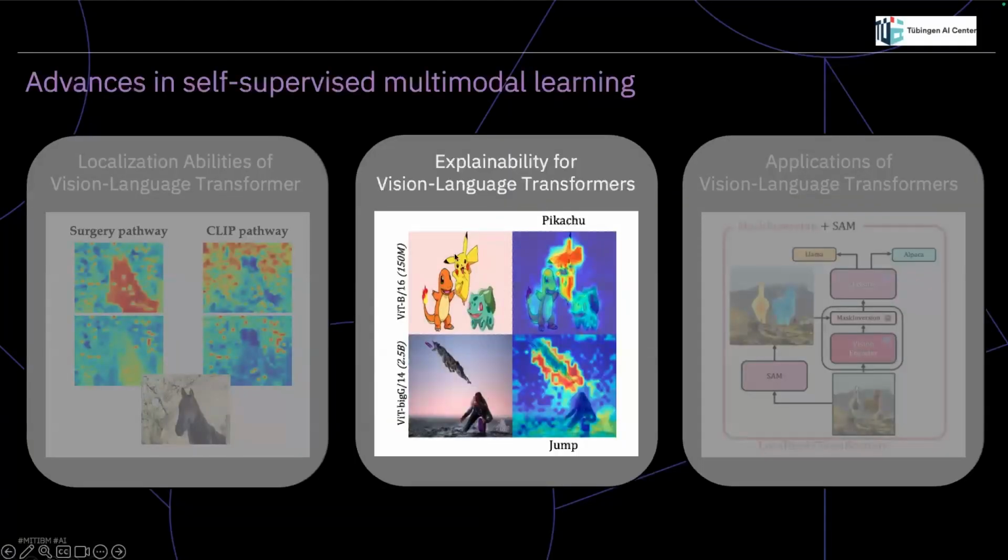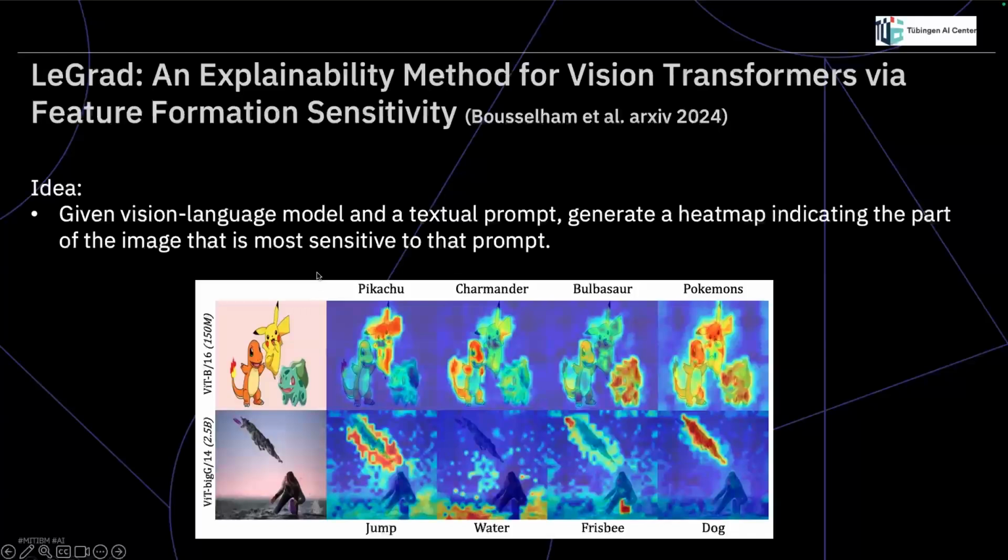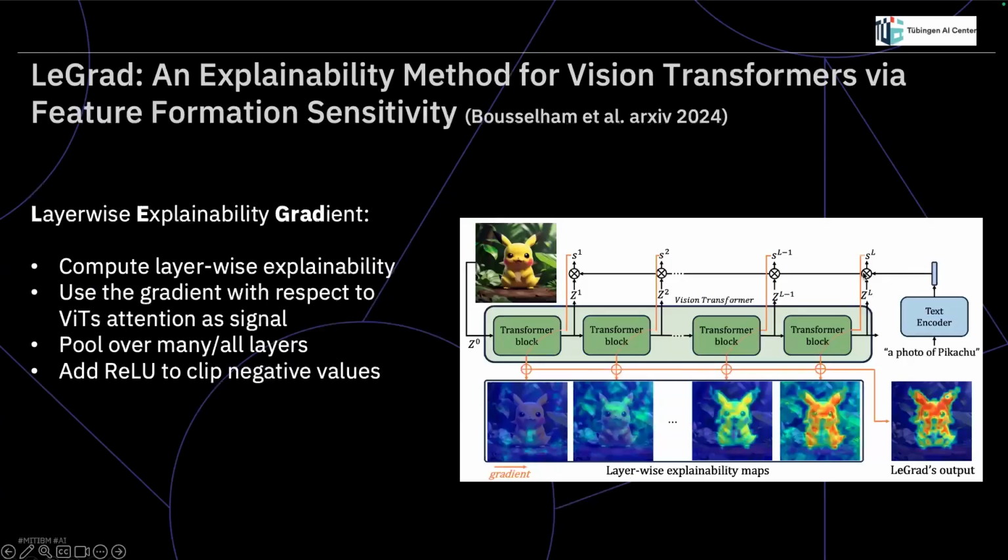Now the two a bit smaller ones. Second, I want to walk you a bit through explainability. And the idea here is that once you have a vision language model and a textual prompt, you want to generate a heat map. So it looks similar to the localization. The only thing is that the heat map is now not showing scores of just matching class tokens to local tokens. It's a heat map indicating the part of the image that's most sensitive to this prompt. And to get that, well, explainability in Transformers is still a bit of a challenging topic.